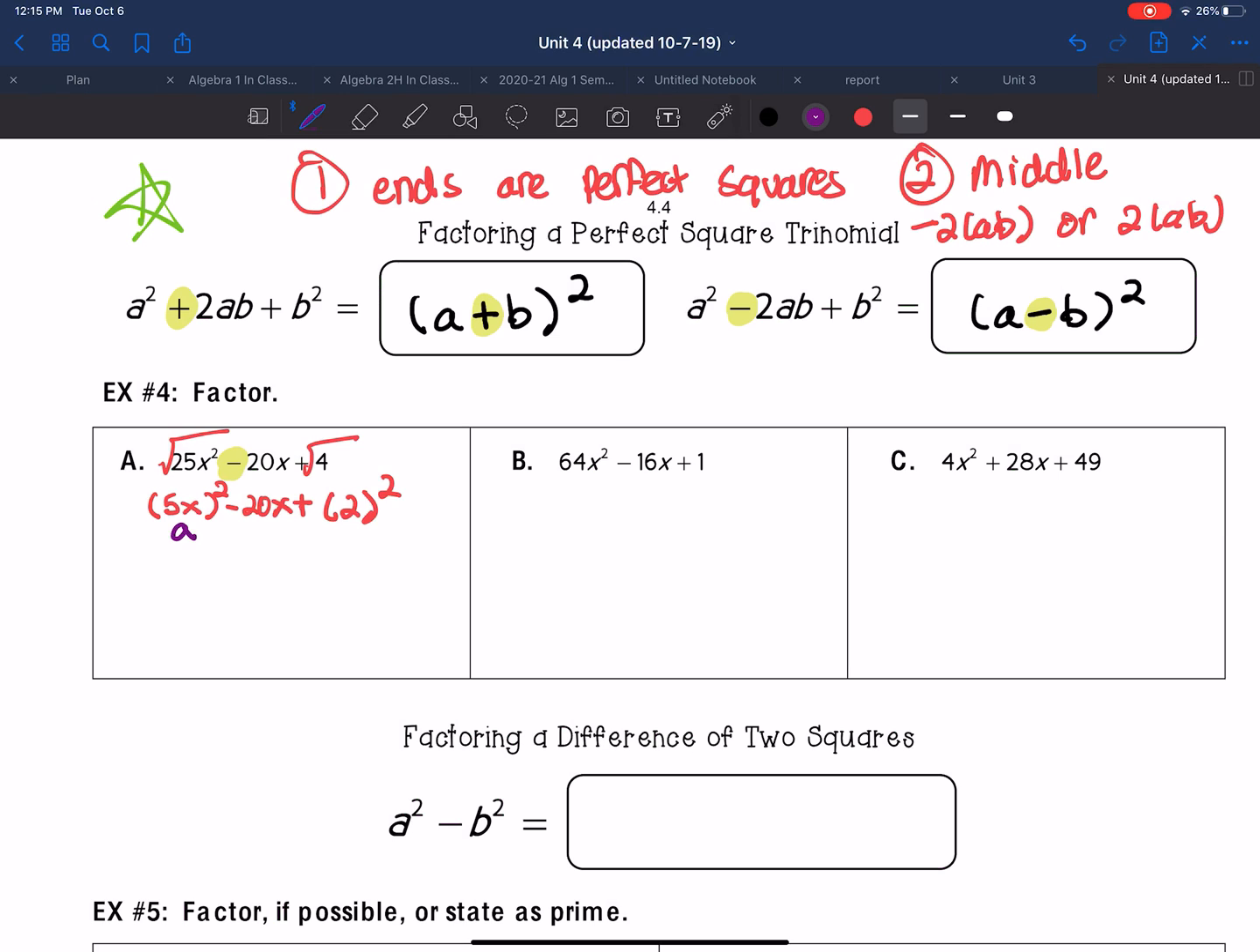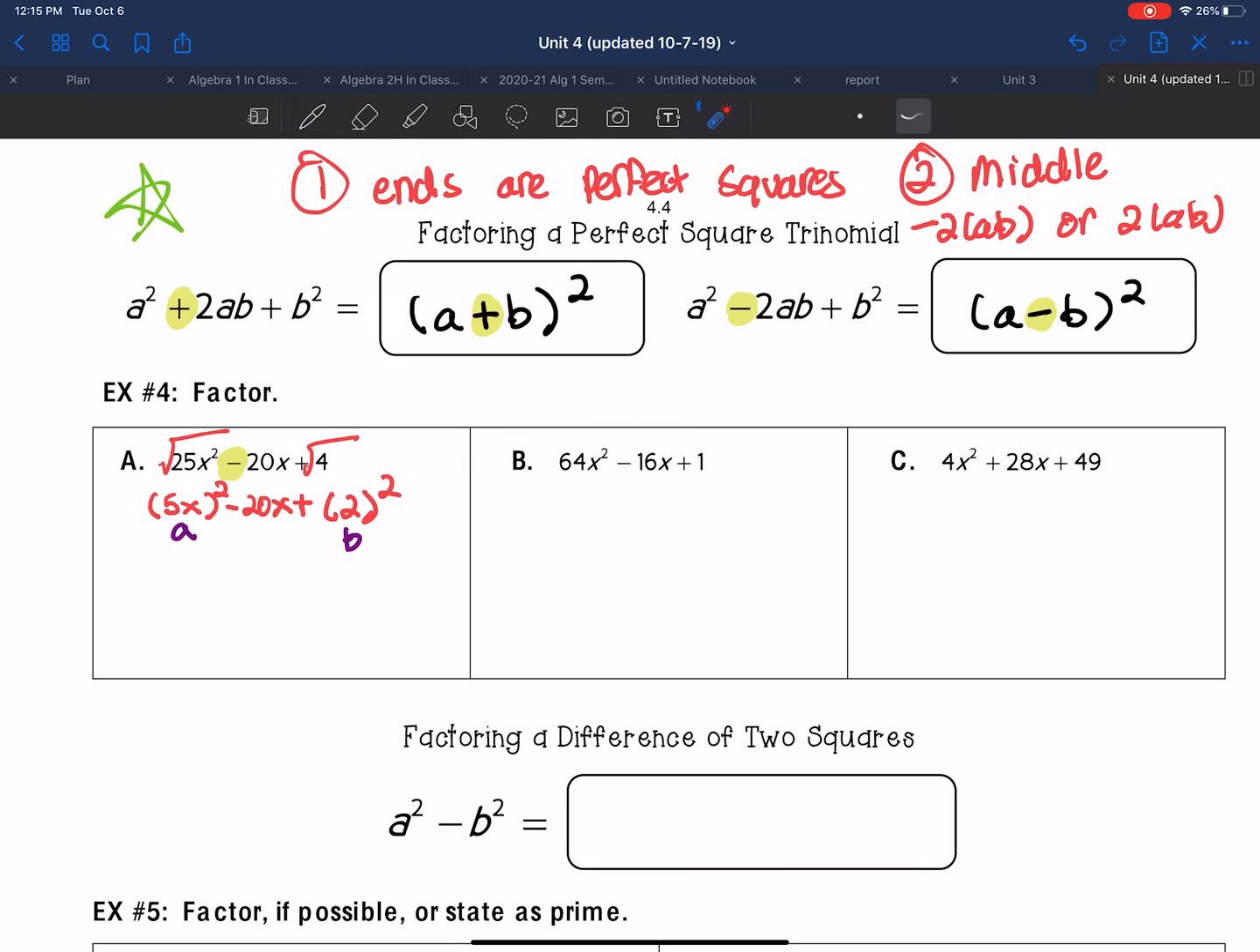This is A. 5x is equal to A, right? Because A squared, if A is equal to 5x, A squared would be equal to 25x squared. This is B, because if B were 2, 2 squared is 4, and that follows the formula that we need. Okay, so now that I know what A and B are, I can simply plug them into this formula.